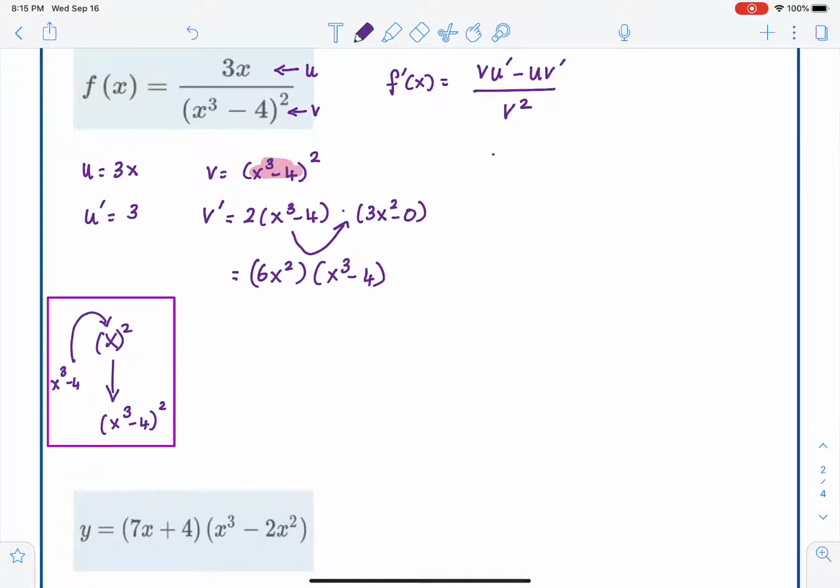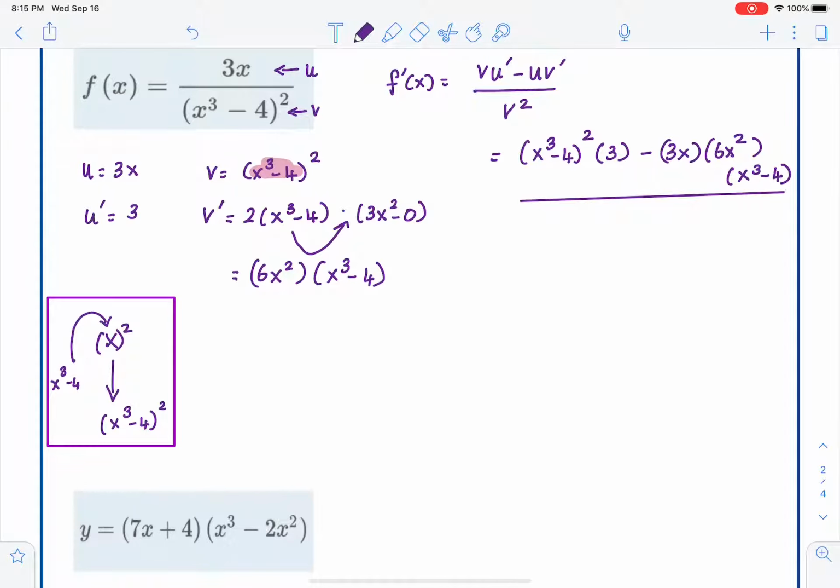So f prime of x would be v, which is (x cubed minus 4) squared, u prime 3, u 3x, v prime 6x squared multiplied by (x cubed minus 4), divided by v squared, which is (x cubed minus 4) to the fourth, because v is (x cubed minus 4) squared.